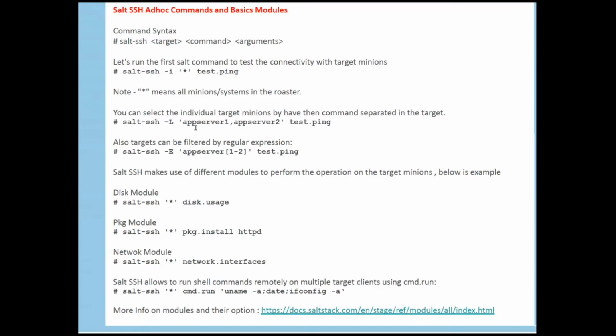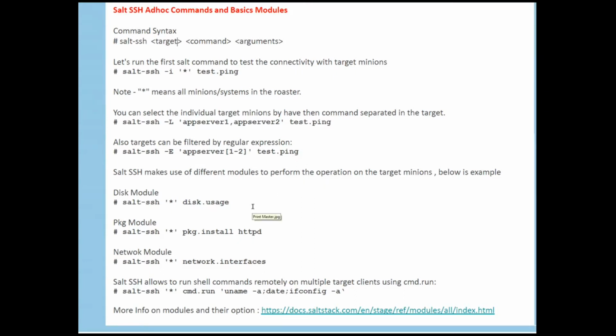In case you want to limit, like you want to do this particular action on a couple of selected servers, then you can use -L, which is to limit, let's say app server 1 and app server 2, comma separated values in quotes. So that's another way. If you want to filter the servers using expressions, let's say app server 1 and 2, you can do it this way: use -E with the salt-ssh command and then your module and its option.